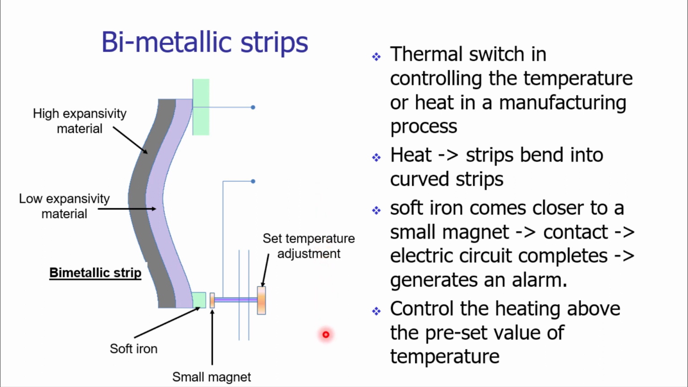That signal will be given to the microprocessor. The microprocessor will take the decision to cut off or to stop the flow of electric current inside the system. So in this way, we can control the heating of the system above the preset value of the temperature.